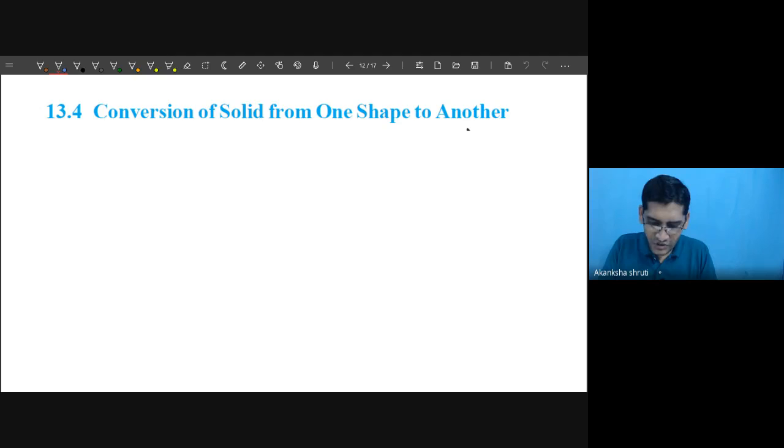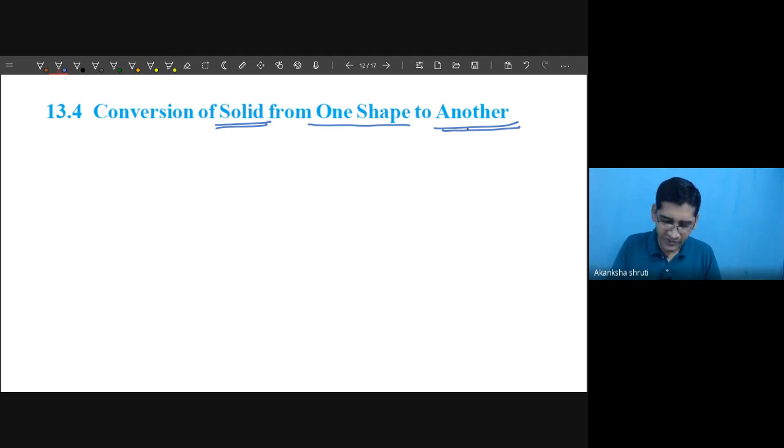Good evening, students. Today we are going to learn about the conversion of one shape of a solid into another shape. While changing the shape of a solid, what remains constant and what is going to change? Those things we have to learn.